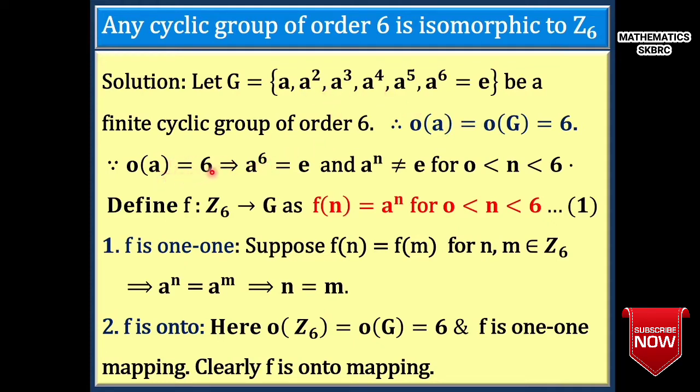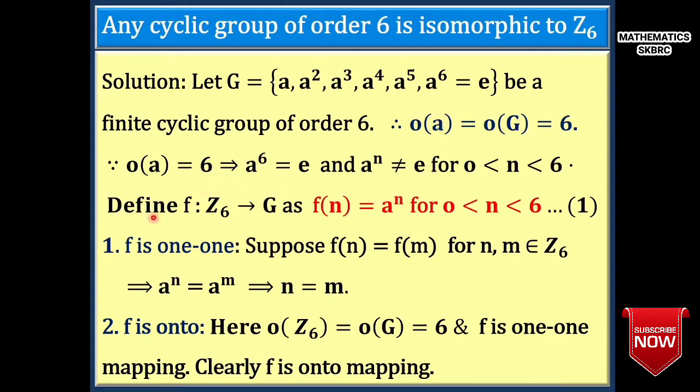Since the order of a is 6, a^6 = e and a^n is not equal to e for 0 < n < 6. Here 0 < n < 6 means n takes the values 1, 2, 3, 4 and 5. Suppose a^5 is equal to e, we would get the order of a is 5. But since a is the generator of G, the order of a must be equal to the order of the group. The order of the group is 6.